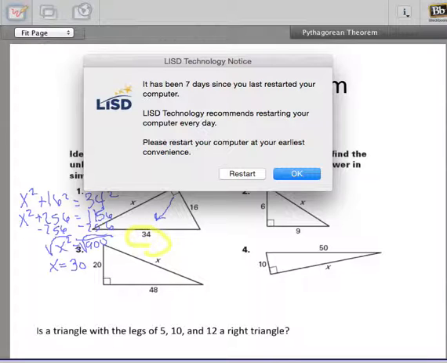So x equals 30. Notice the hypotenuse is always the longest side. So when you're finished with your answer, you want to make sure that you didn't get one that's bigger than that hypotenuse, because then you'd be wrong.